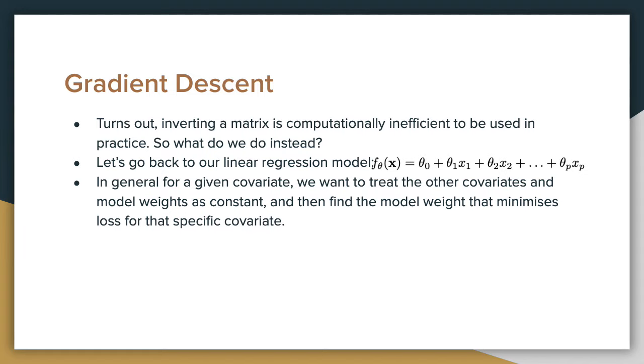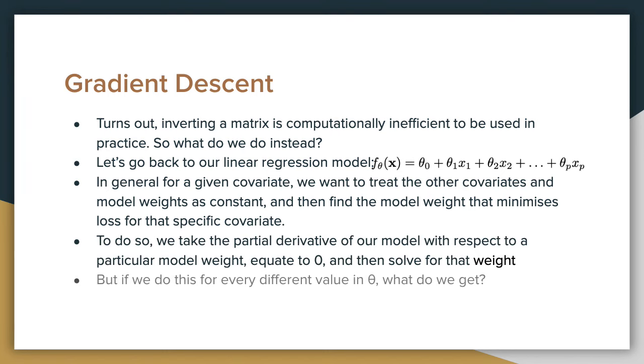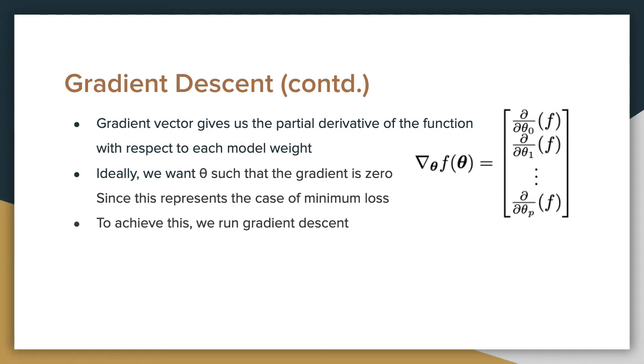But if you take the partial derivative with respect to each model weight each time, what you're basically doing is getting the gradient of that function. So this is a gradient vector over here. As you can see, for a vector of model weights theta, your gradient vector is going to be the partial derivative of your entire model with respect to each different model weight in theta. So over here, you'd first take the partial derivative with respect to theta 0, then theta 1, so on until you get to theta p, which is your final weight in theta.